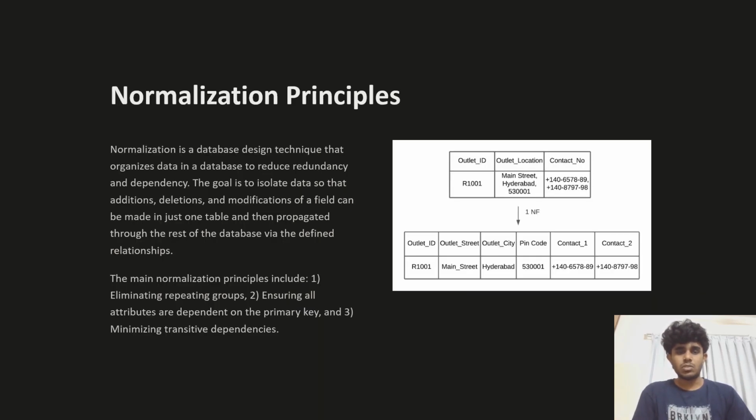Normalization is a database design technique that organizes the database to reduce redundancy and dependency. The goal is to isolate data so that additions, deletions, and modifications of a field can be made in just one table and then propagate throughout the rest of the database through the defined relationships. The main normalization principles include: one, eliminating repeating groups; two, ensuring all attributes are dependent on the primary key; and three, minimizing transitive dependencies.